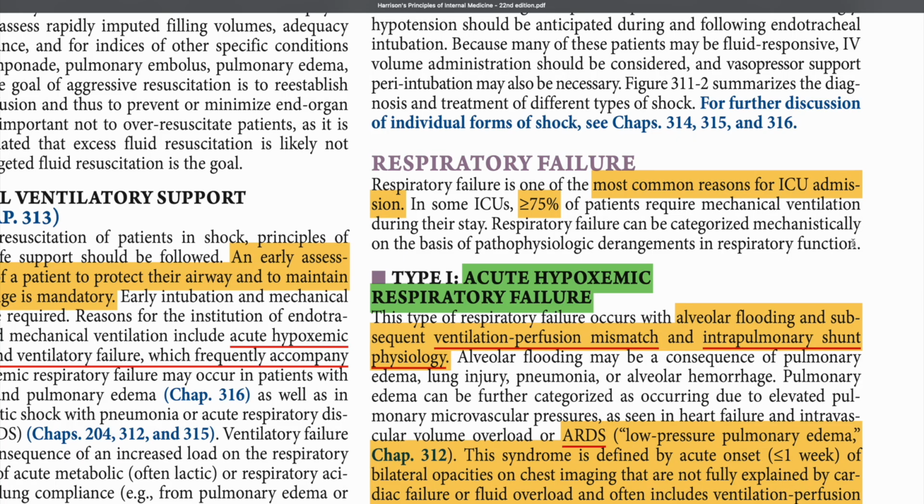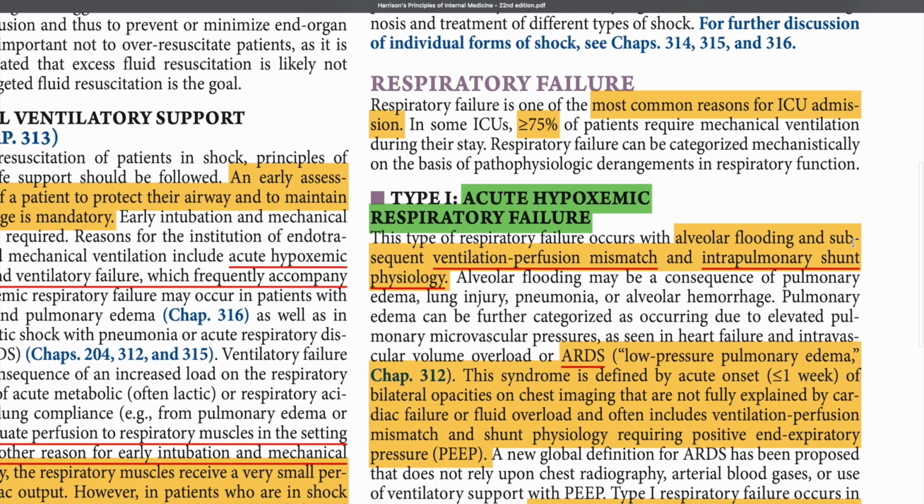So, first, we'll dive into respiratory failure. What is respiratory failure? It means inability of the respiratory system to maintain adequate oxygenation and or CO2 elimination. So there are four types of respiratory failure: type 1, type 2, type 3, and type 4.